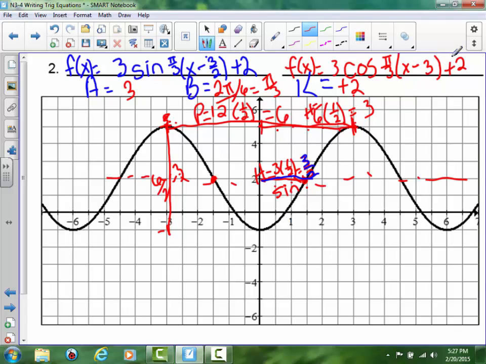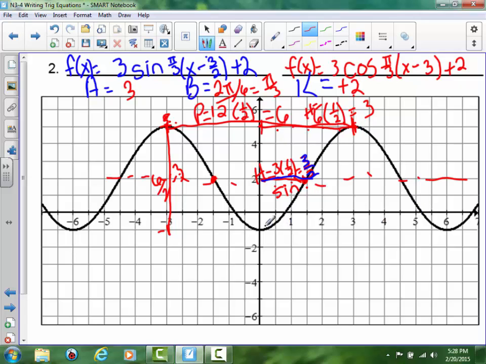All right, last thing that I do is I check and see, is it going to be a negative 3 or a positive 3 for each one? Okay, so sine, we started here, went up, so that's positive. Cosine, we started here, and went down, so that's positive.